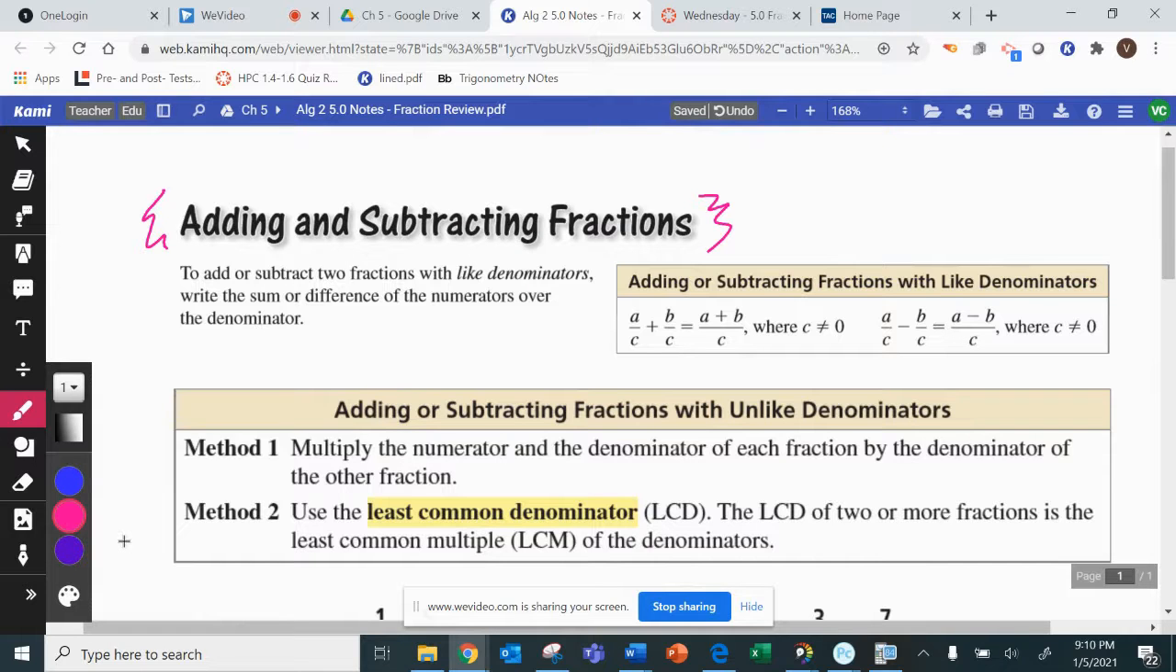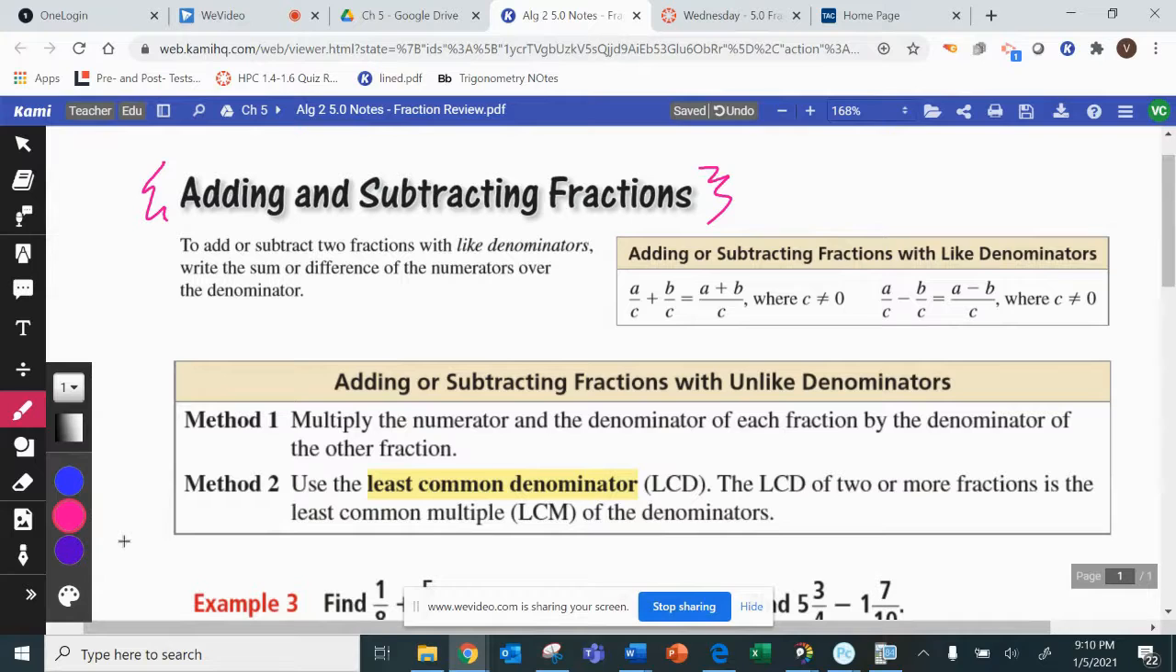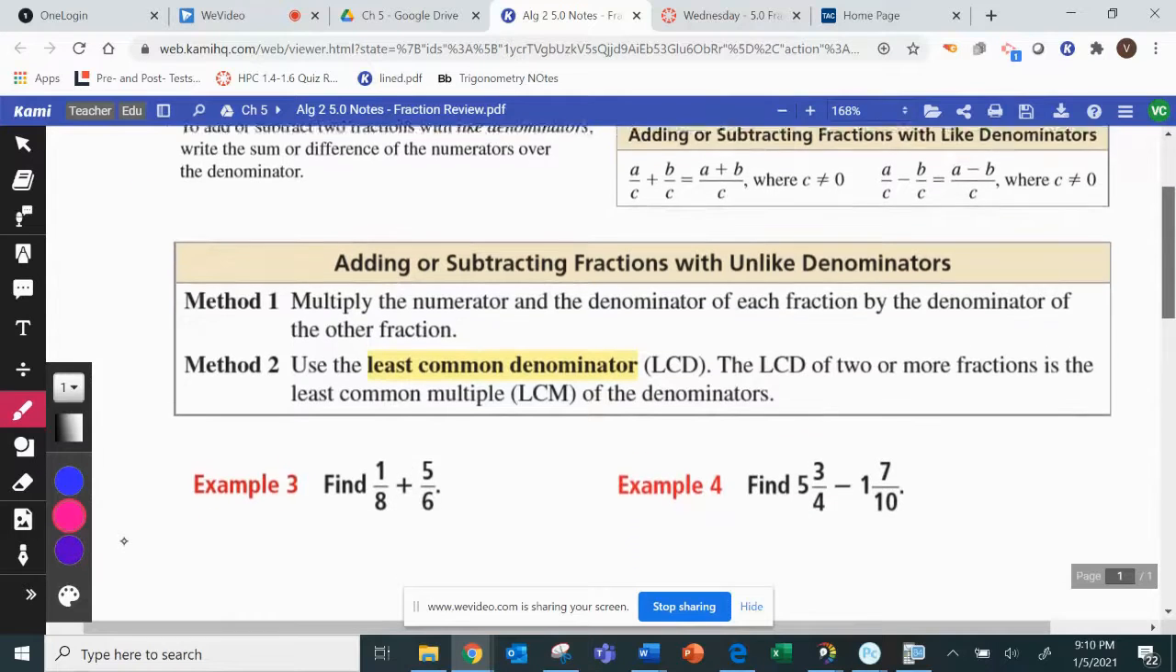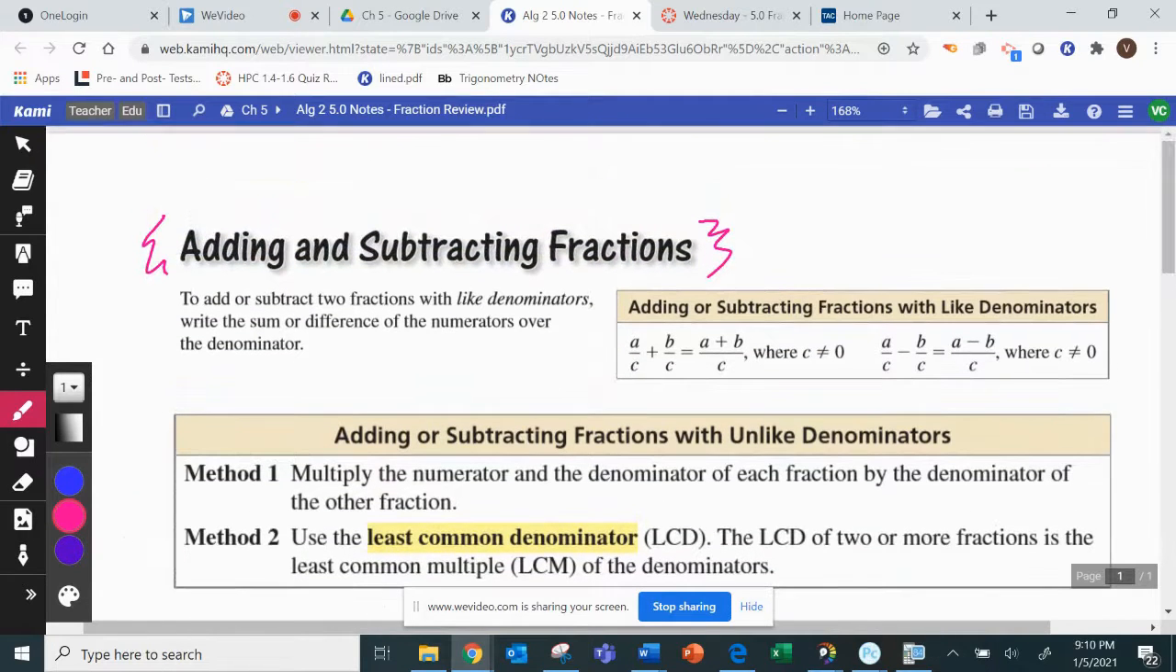We have to review this because we're coming close to a time where you're going to be adding, subtracting, multiplying, dividing fractions that you cannot type into your calculator. They're going to have A's and B's and X's and Y's. So we have to understand how to do this by hand without a calculator.